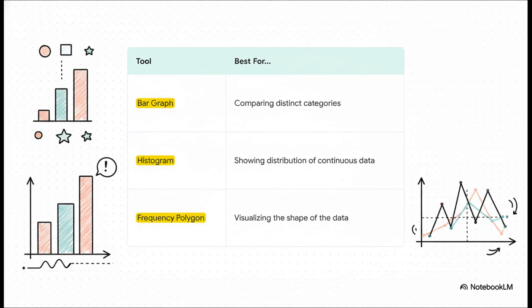Okay, let's do a quick recap. Use a bar graph when you're comparing separate, distinct categories. Use a histogram when you're showing the frequency of continuous data. And always remember that unequal bins trap. And a frequency polygon is fantastic for just seeing the shape of your data, or especially for comparing multiple data sets on the same chart.